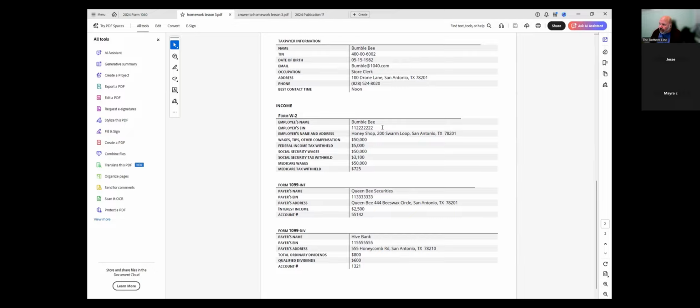So he made 50,000 in wages, 5,000 withheld, Social Security wages 50, Social Security withheld, Medicare wages and Medicare withheld. And he received a 1099 from Queen Bee Securities, and his interest income was $2,500. And again, they have an EIN number because they're a business. Then a 1099 for dividends from the bank, Hive Bank, in the amount of 800 ordinary and 600 qualified.